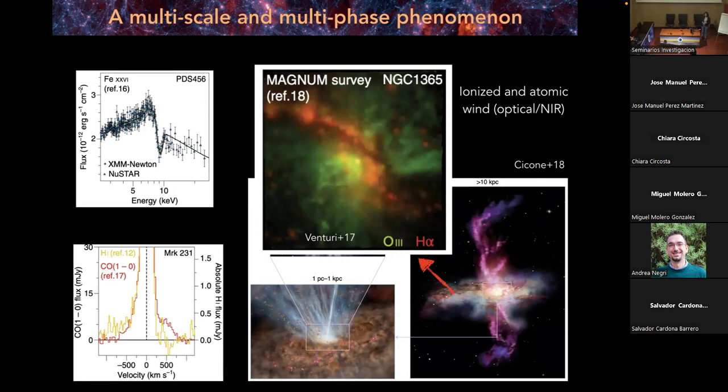So the bottom message here is that outflows are ubiquitous in the universe. They've been observed at different redshifts in different types of galaxies. But what we miss now is conclusive evidence that they are able to regulate star formation in the host galaxy.